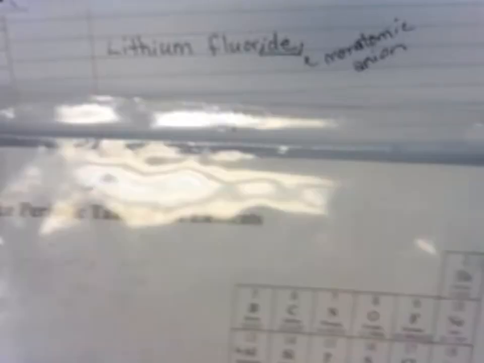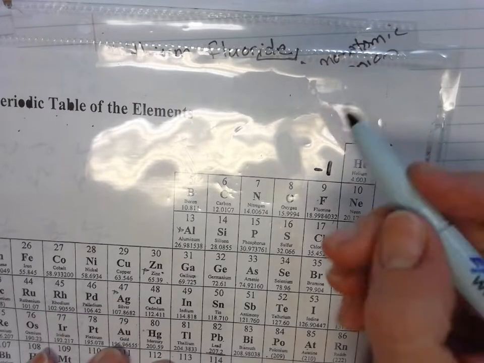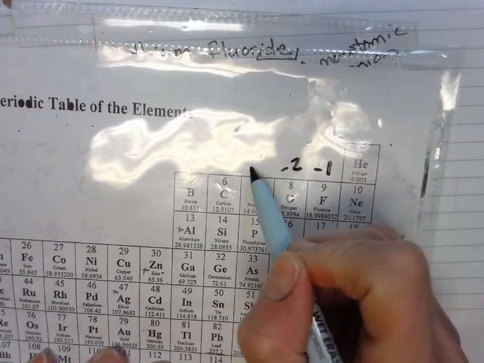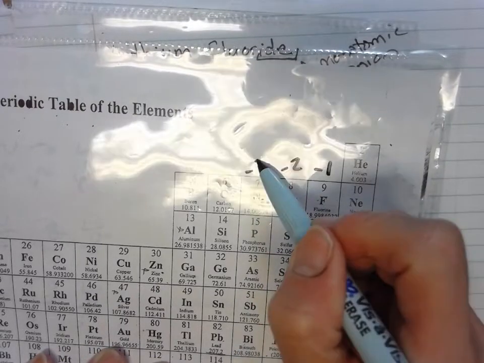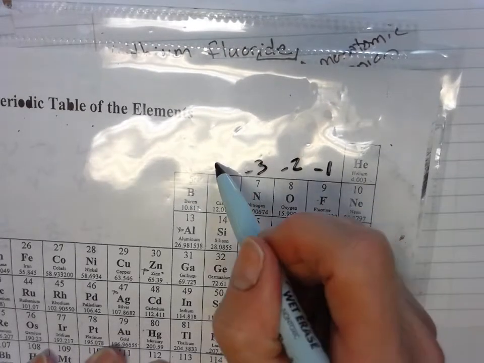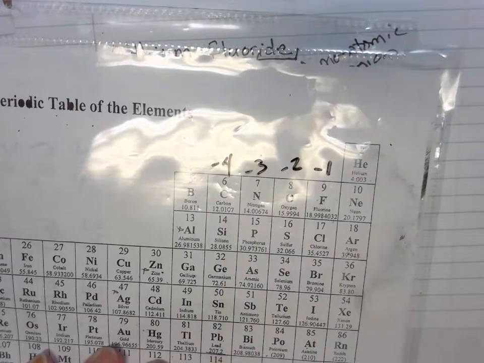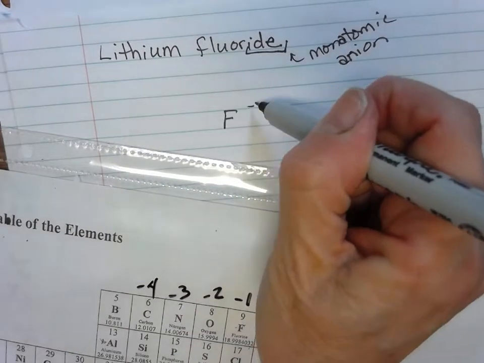We look on the periodic table. Remember, all of these have a -1 charge when they're monatomic anions. All of these have -2 as monatomic anions, so oxide, sulfide. These have -3 as a monatomic anion. If carbon is a monatomic anion, then you'd have a -4. So fluoride, F, with a -1 charge.